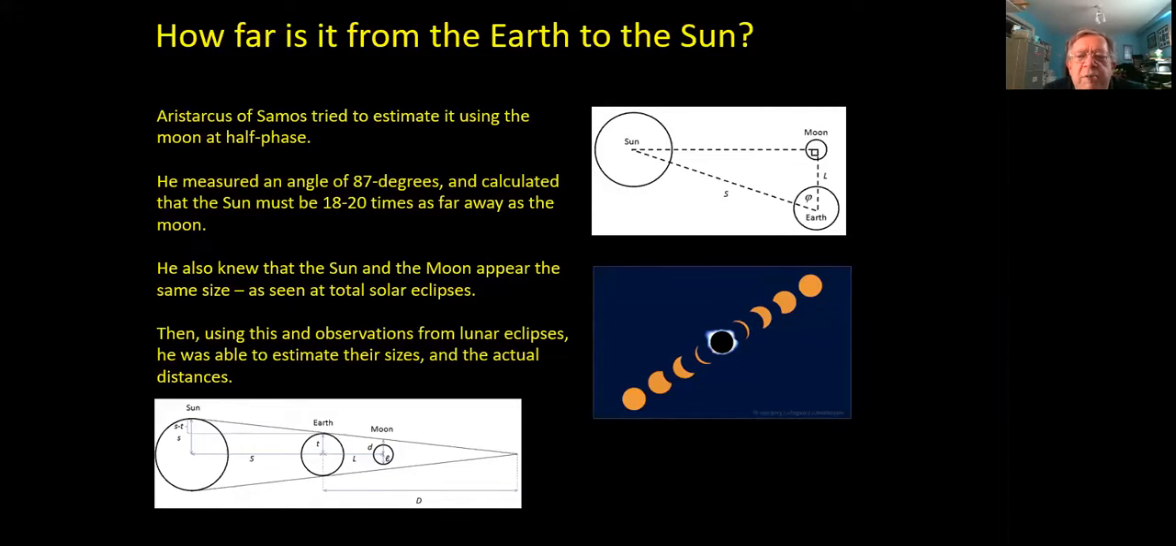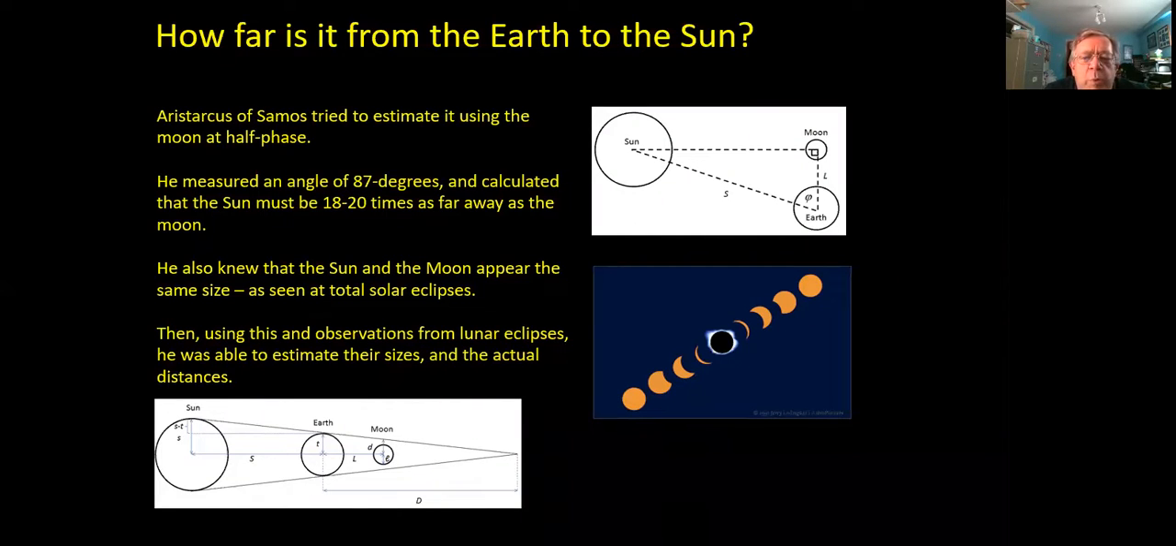And he measured it, and he reckoned that angle was 87 degrees, meaning that the angle at the sun was the other 3 degrees, and calculated, therefore, that the distance between the earth and the sun must be something like 18 to 20 times further than the distance from the earth to the moon.